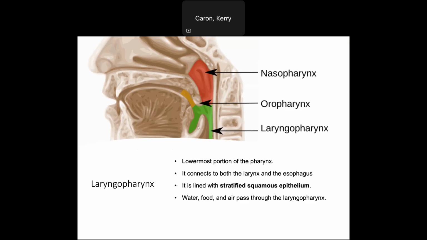The final section, we've got the nasopharynx, the oropharynx, and the laryngopharynx. The final section is the lowermost portion of the pharynx, and it connects the larynx and the esophagus. And it has stratified squamous epithelium. Water, food, and air pass through this.